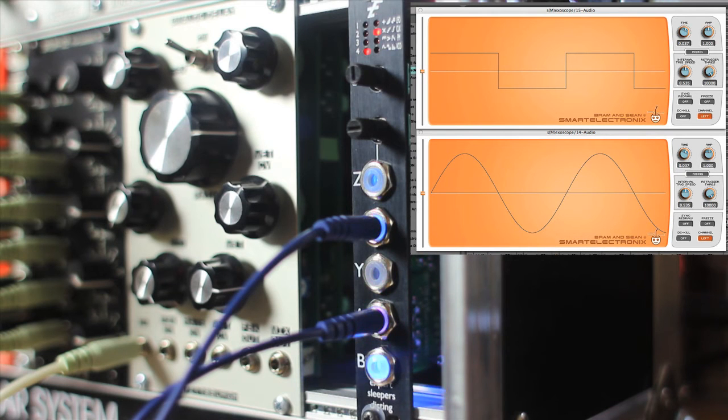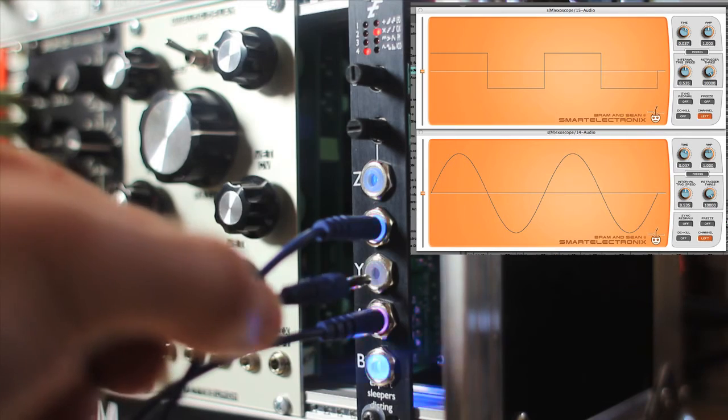So if I change the speed of the clock, you can see it tracks the output. It tracks the frequency with the LFO waveform. The waveforms are wave shapeable, exactly the same as the other LFO mode.